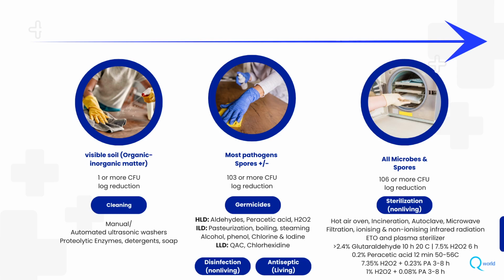And there are various physical as well as chemical procedures which are available which will achieve sterilization, like hot oven, incineration, autoclave, microwave, filtration, ionizing and non-ionizing radiation. There are various new techniques like ethylene oxide and plasma sterilizer.